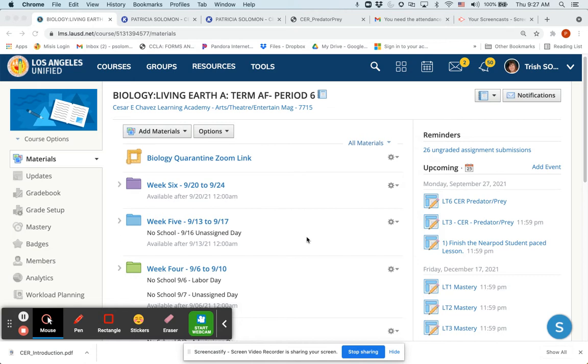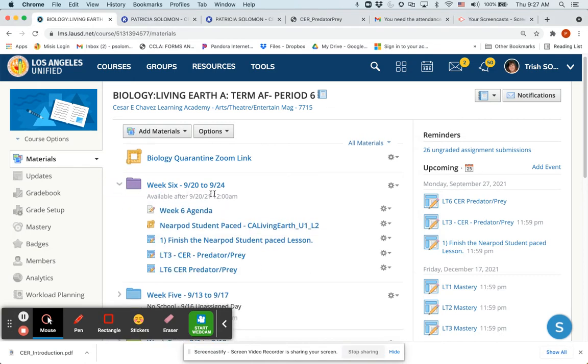So, in the last video, we talked about how to do the Nearpod student paste. In this video, I want you to do the CER. I'm going to introduce the CER to you and make sure that you are ready to do that. So open up the week 6 folder and then open up the LT3 CER, Predator Prey.